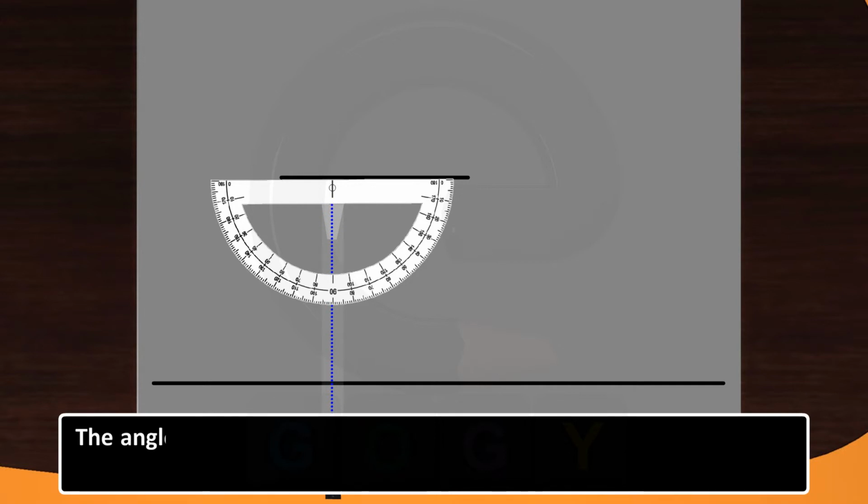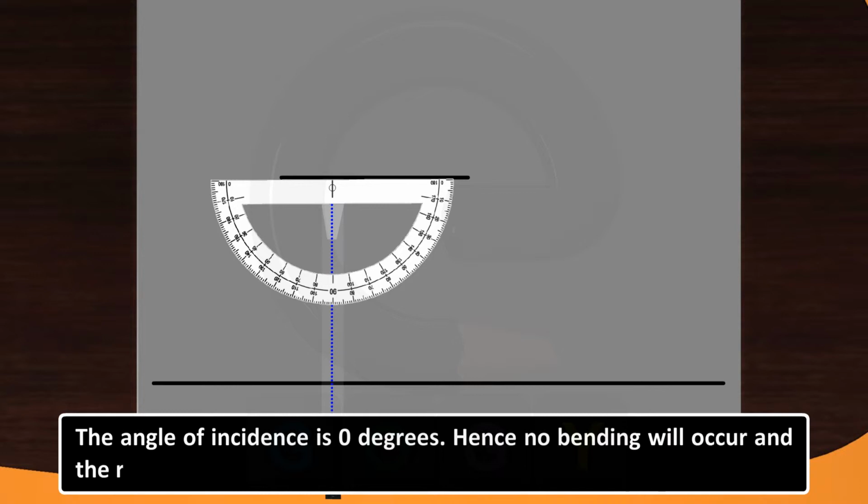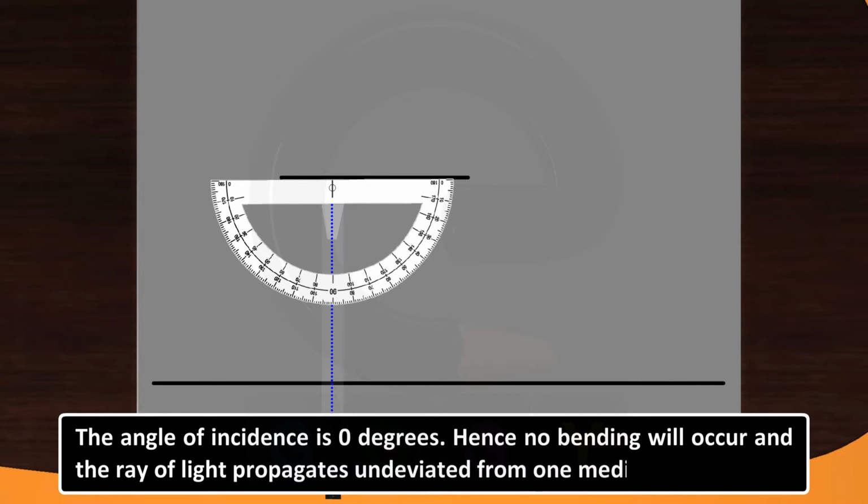Let us find out what would happen if we throw the light on the mirror along the normal. A light beam falls on the surface of a flat mirror along the normal. The angle of incidence is 0 degrees. Hence, no bending will occur and the ray of light propagates undeviated from one medium to another.